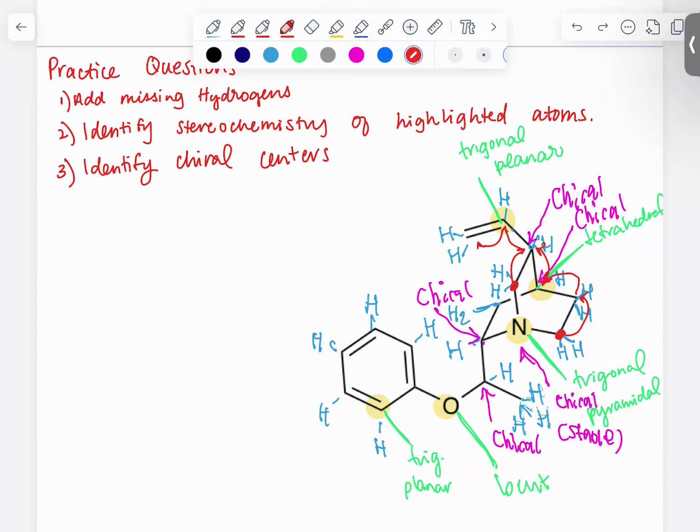It has to be trigonal pyramidal. It's labeled as stable because sometimes nitrogen can have unstable chiral centers, not because the rest that are written here are unstable.